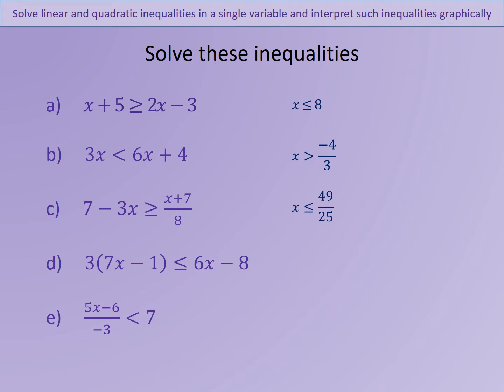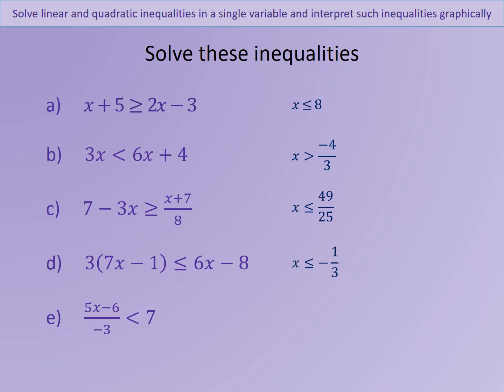In D, you've got choices. You can multiply out the brackets first, you can divide by 3 first, it's completely up to you. But again, using those skills that we've seen in the previous 3, we would end up with x is less than or equal to minus 1/3.